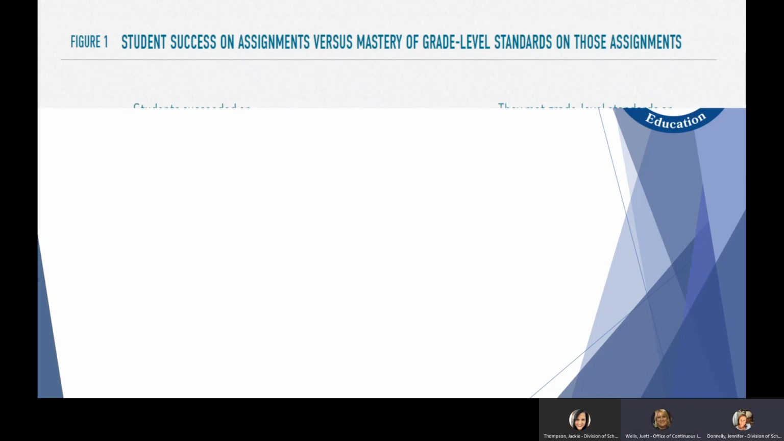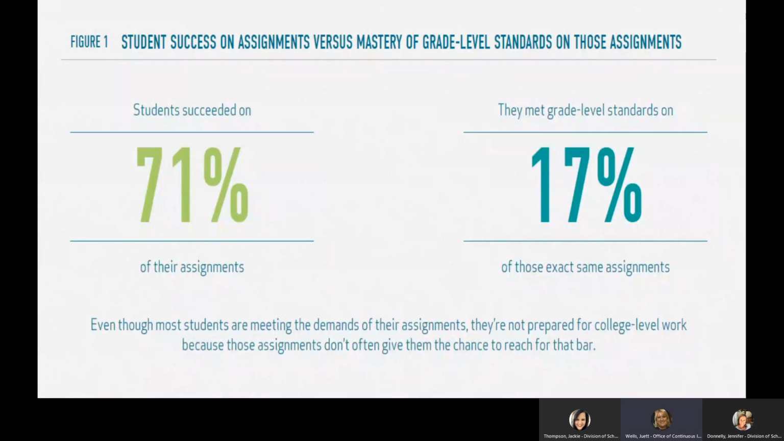So looking at that next slide, that's a really large discrepancy. 71% of the time, we are saying that they're being successful, but only 17% of the time that success translates to mastery of grade level standards. So what that says to us as educators is there's a disconnect there somewhere. Somewhere we are falling short of ensuring that our assignments are actually requiring students to master standards.